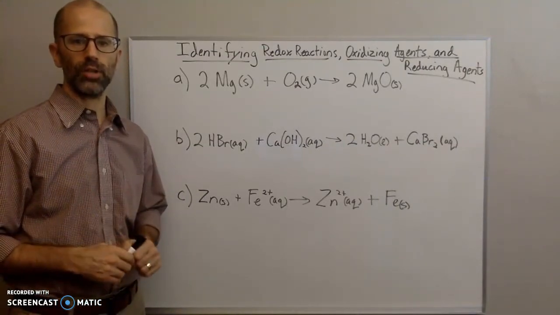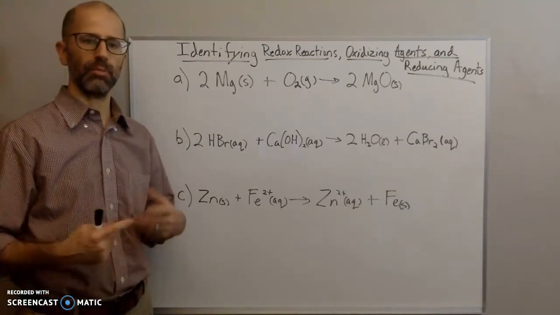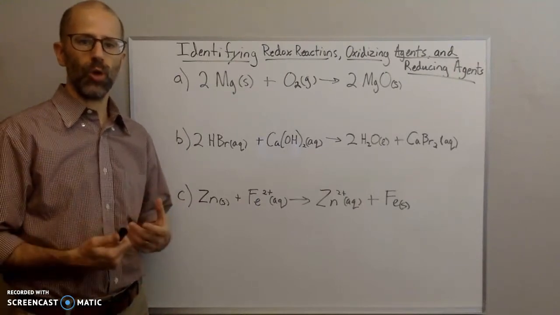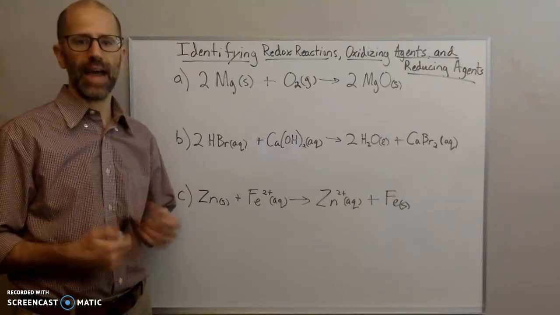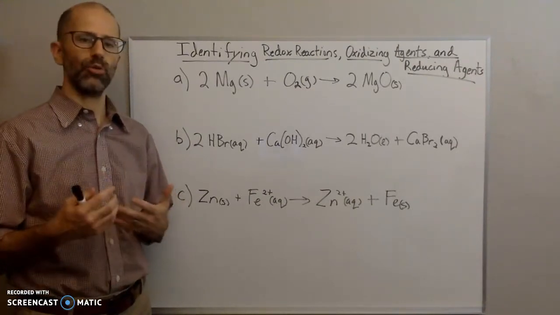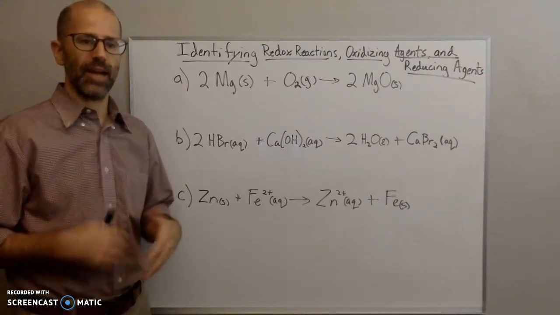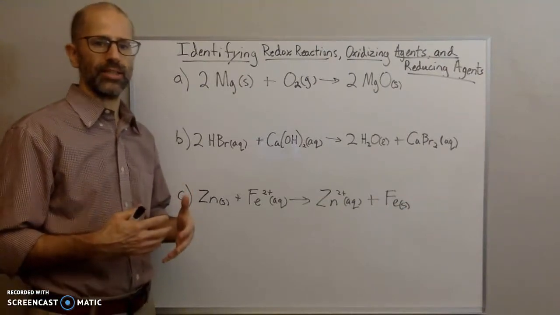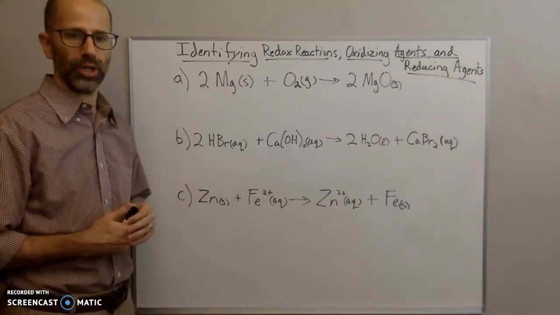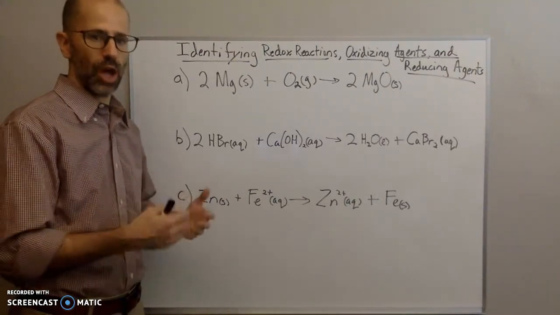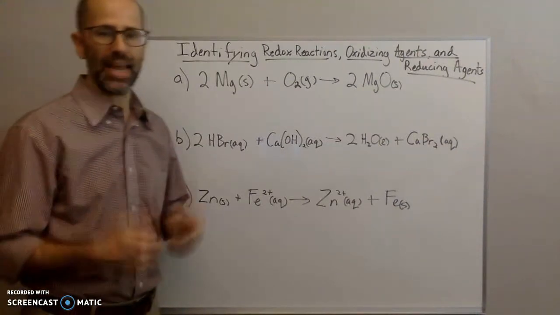My name is Mr. Koval, and in this video we're going to continue with identifying redox reactions, but we're also going to go over how to identify the reducing agent and the oxidizing agent. One of the things you may have noticed by now is that if you know reduction is the gaining of electrons, like remember OIL RIG: oxidation is loss of electrons, and reduction is gain of electrons.